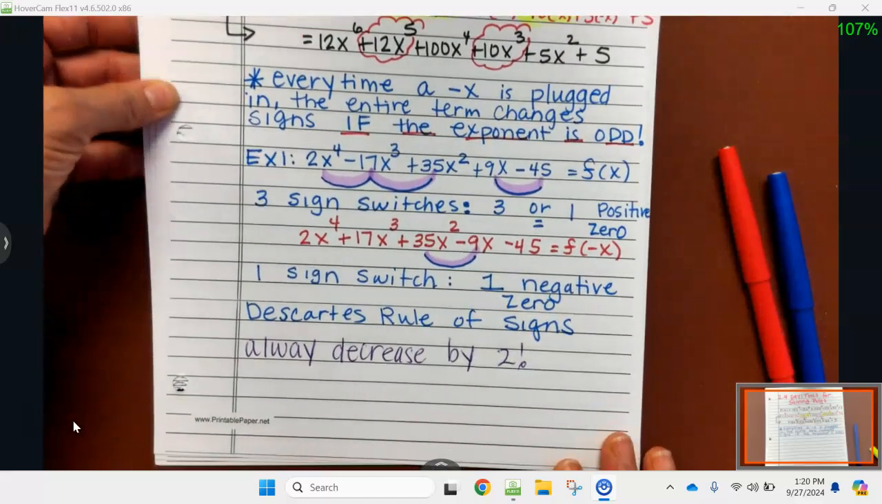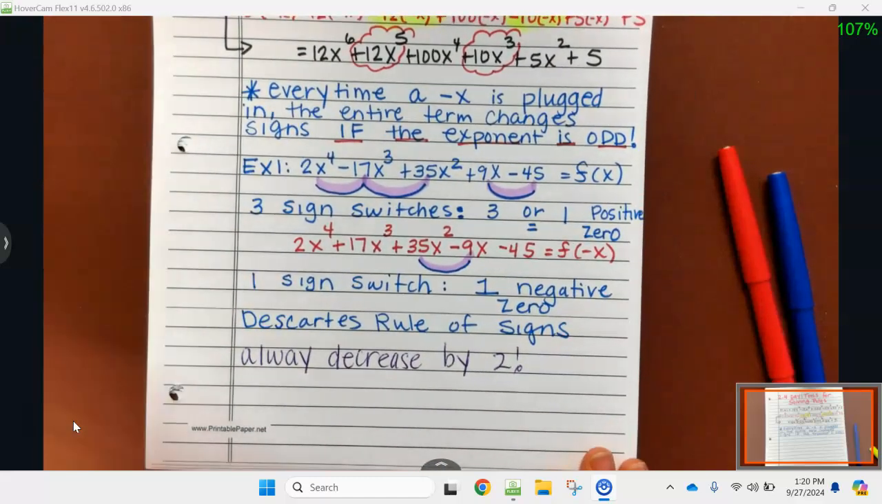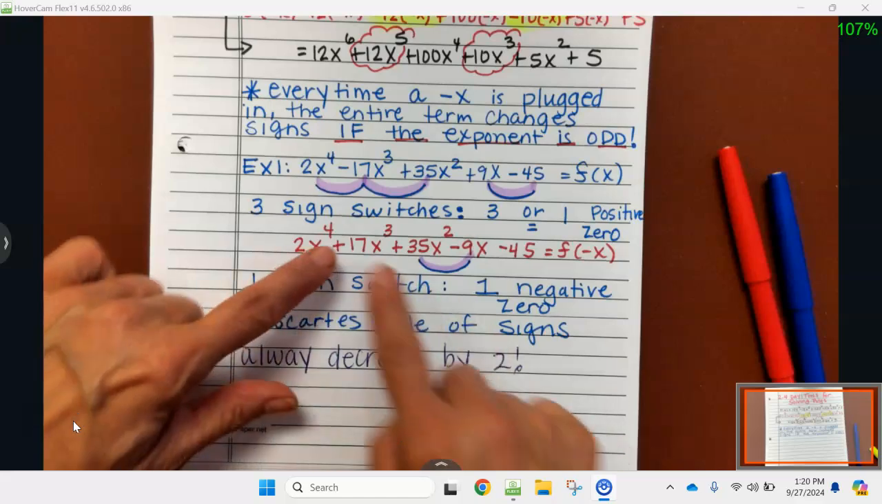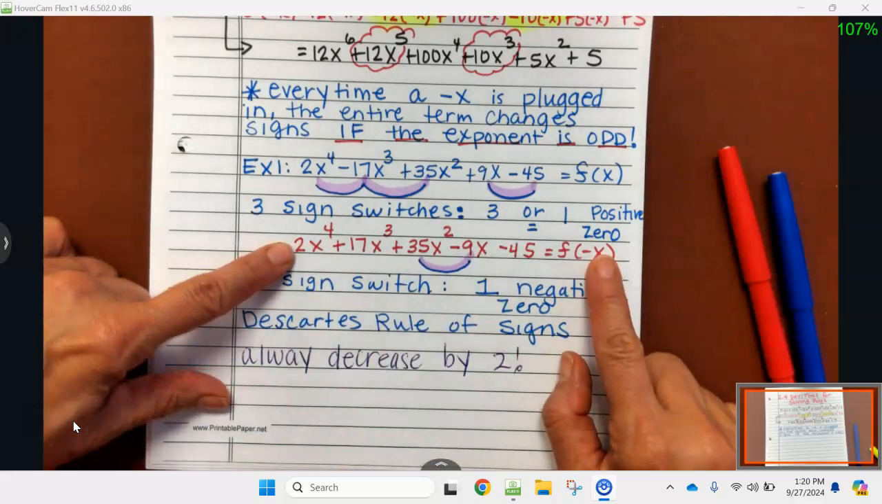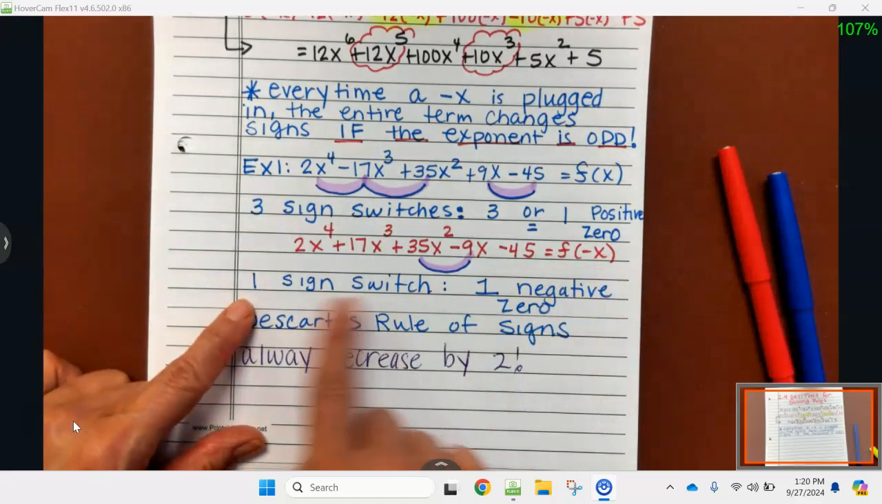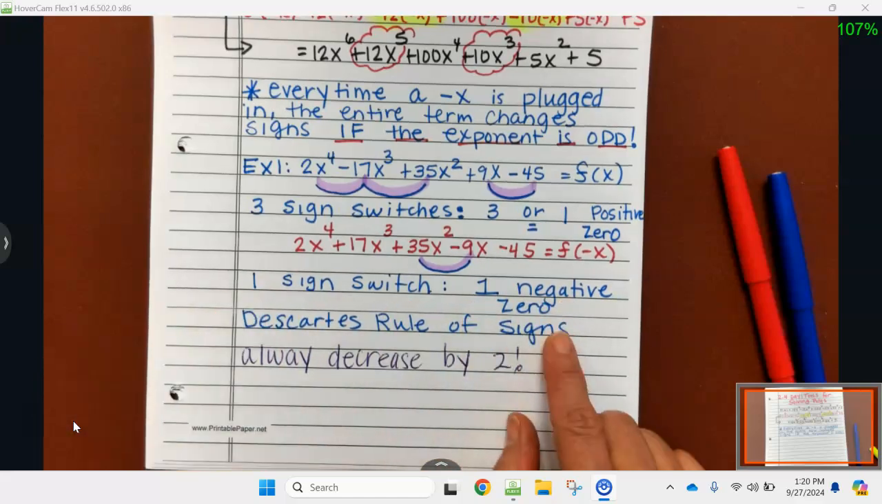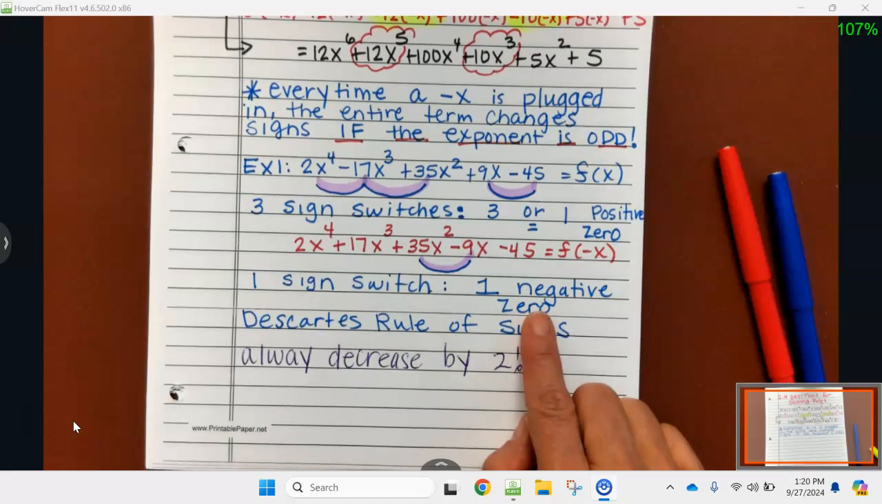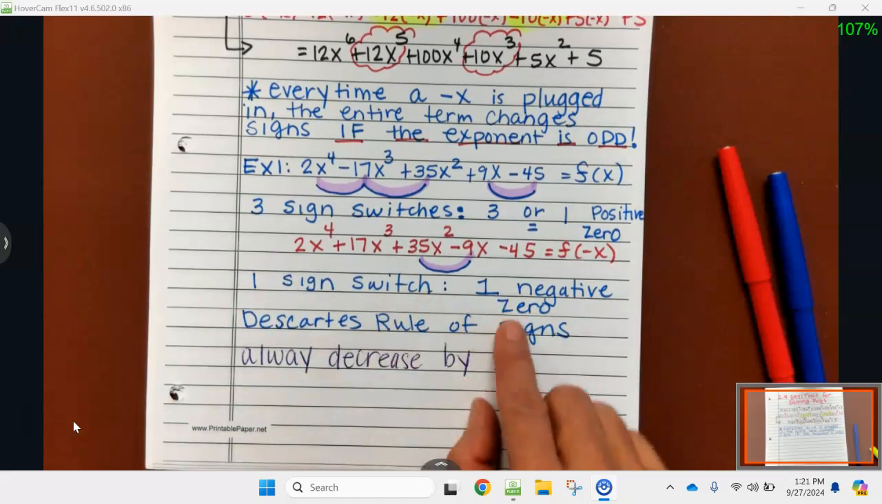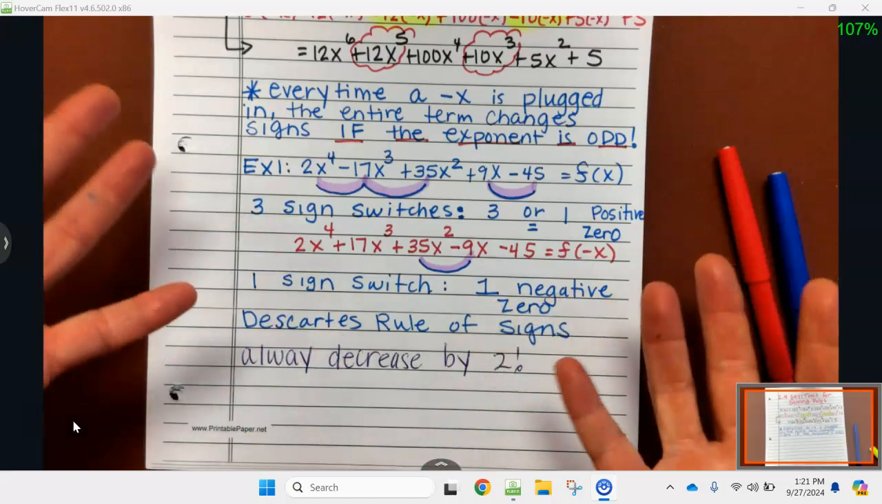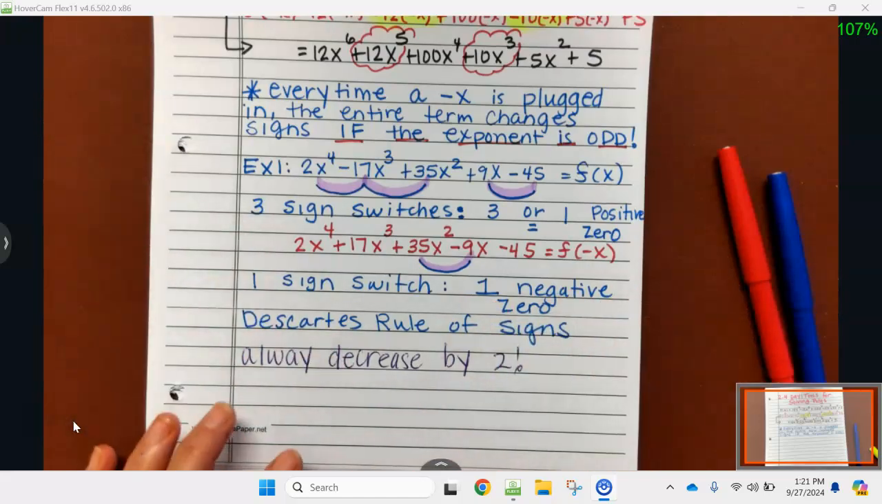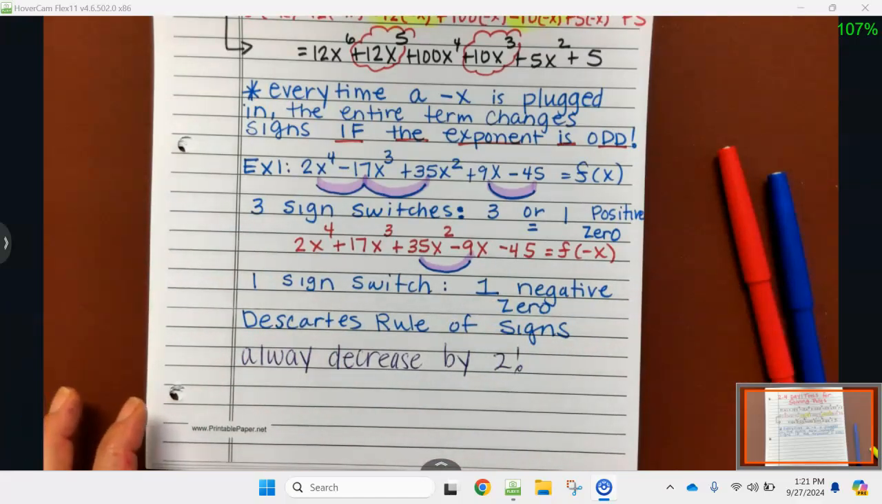One more thing before we actually look at another example. If you notice, after I plugged in my negative x here, the red, notice I said there's only one sign switch. There is only one negative zero. I know for sure there is only one negative zero because I can't subtract by 2. If I tried to subtract this possibility by 2, I'd end up with a negative number, and you can't have that. All right, let's move forward to another example.